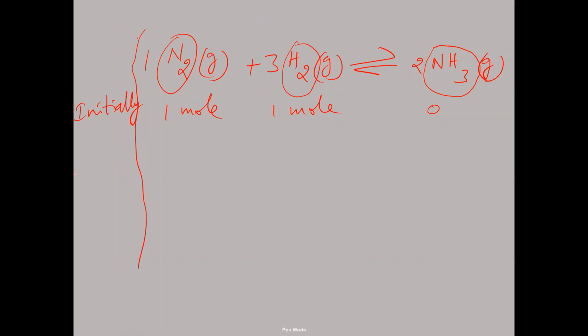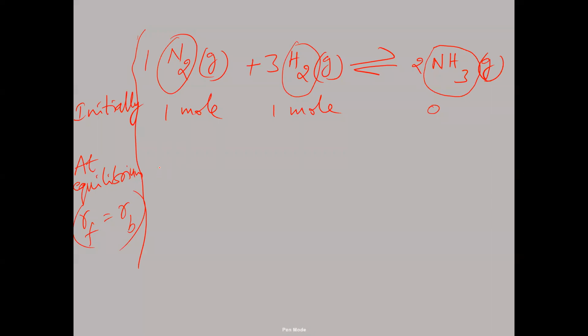Now, after some time, equilibrium will be reached. So, at equilibrium, what happens? At equilibrium, the rate of forward reaction becomes equal to the rate of backward reaction, which means the speeds of both reactions become equal.